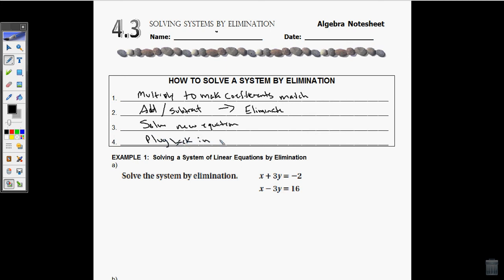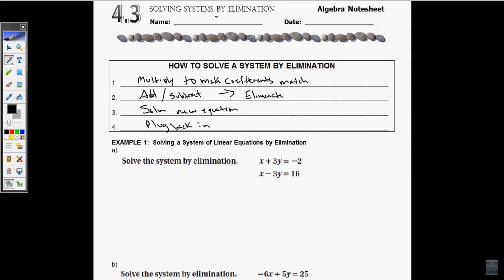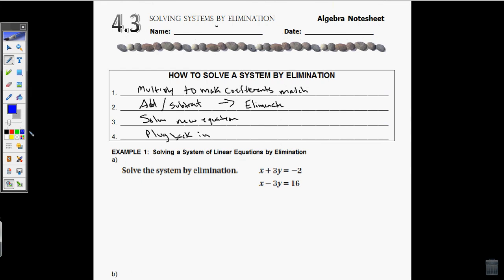Now again, I know that some of this, most of this, all of this probably makes no sense just looking at the steps and not really knowing how they work. So let's see it in context with this first example. My first step says to multiply to make coefficients match. Well, what am I looking for? I'm looking at the coefficients of the x's and the coefficients of the y's. I want them to be the same thing.